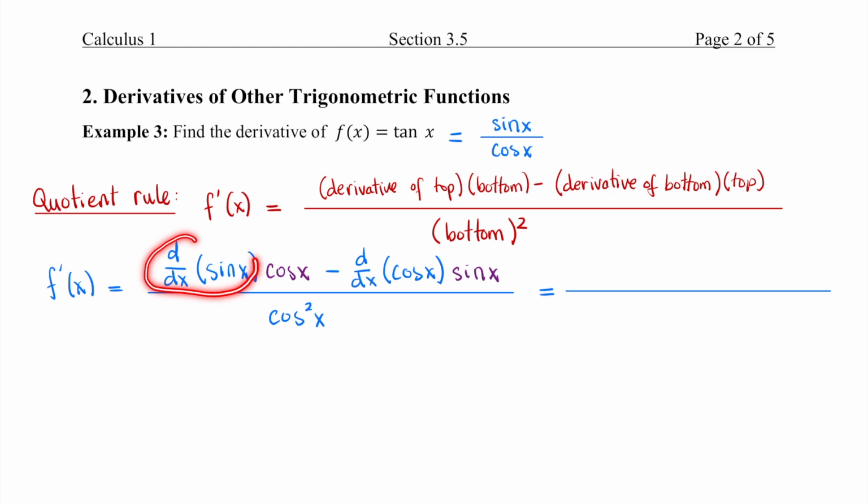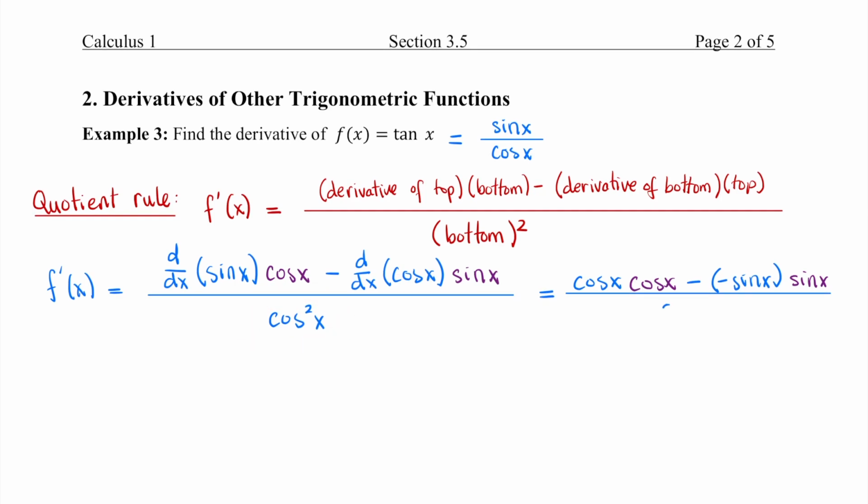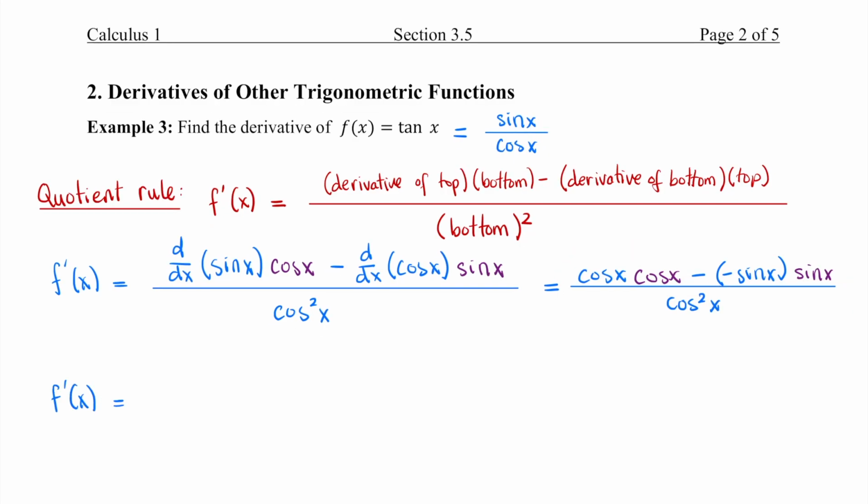The derivative of sine x is cosine x, multiplied by cosine x, minus the derivative of cosine x, which is negative sine x, multiplied by sine x, over cosine squared x. So in the numerator, I have cosine squared x plus sine squared x, over cosine squared x.